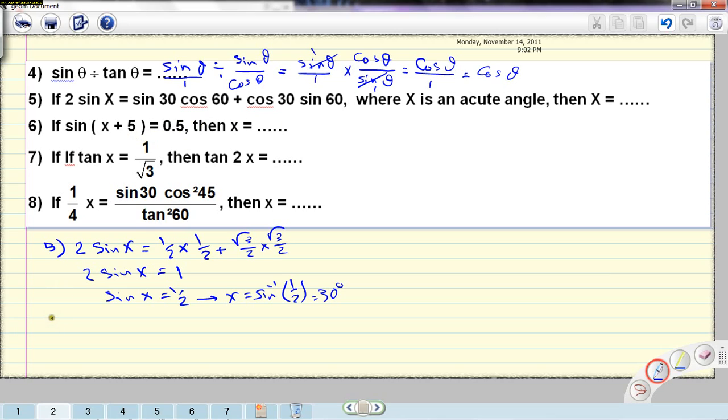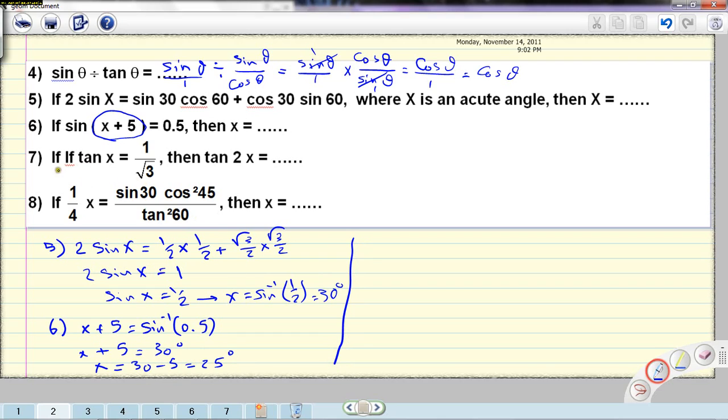Simply, for number 6, I want to get the measure of this angle. So if you want to get the measure of an angle, you use the inverse of sine. So x plus 5 equals sine to the power negative 1 of 0.5, which means that x plus 5 equals 30. So I'm going to move 5 to the other side, and the answer will be x equals 30 minus 5, which is 25 degrees.